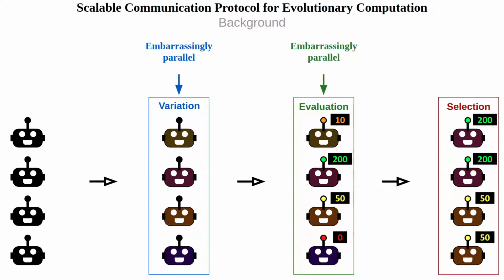Next, for the evaluation stage, it's the same thing. You don't need to know how well the first agent performed in order to test the second. You can evaluate them all at once. Once again, embarrassingly parallel.